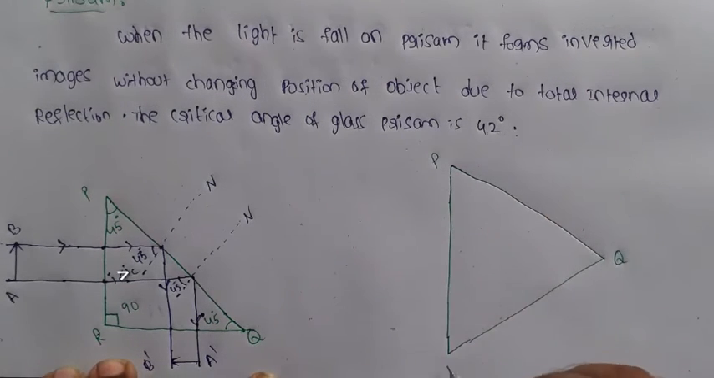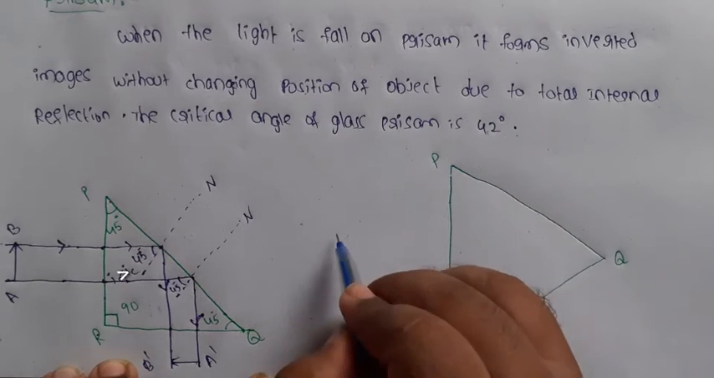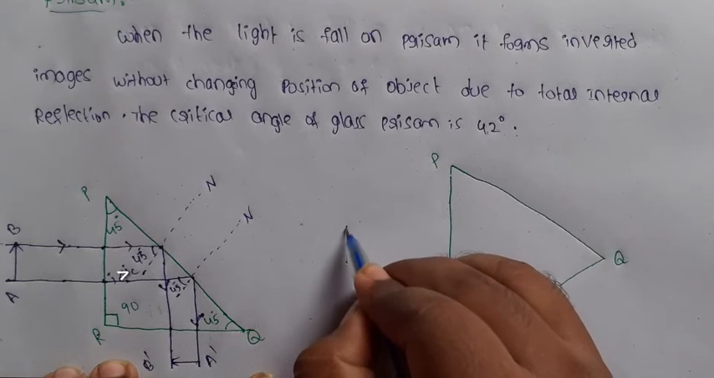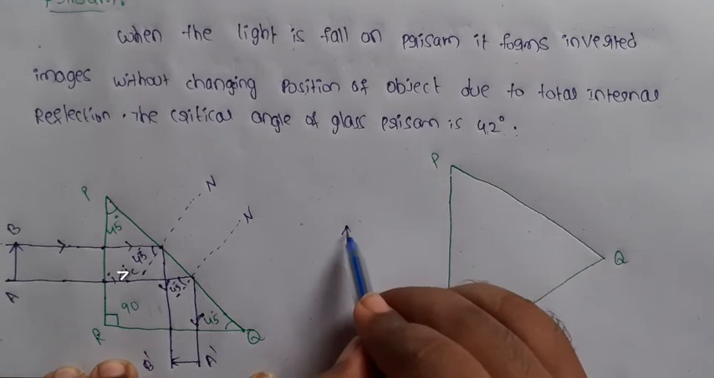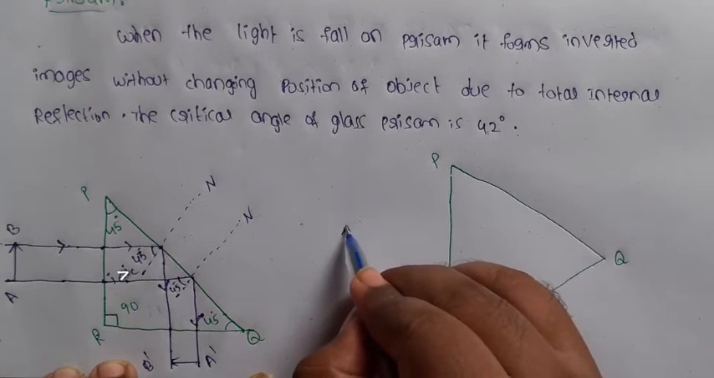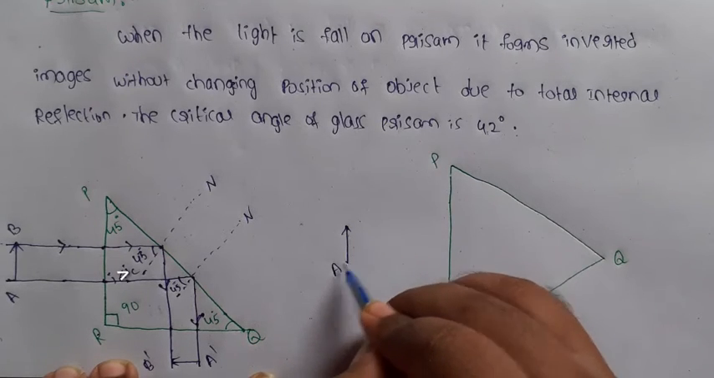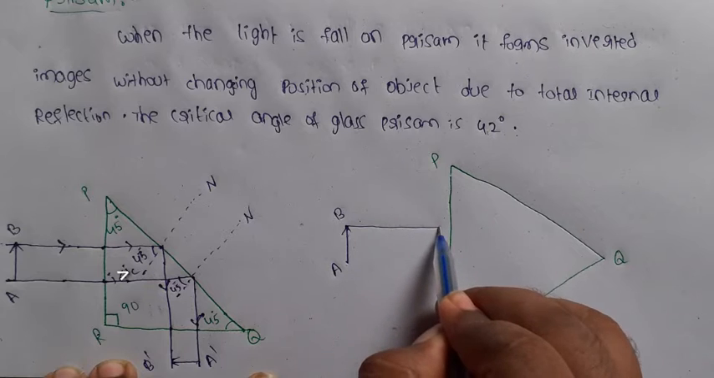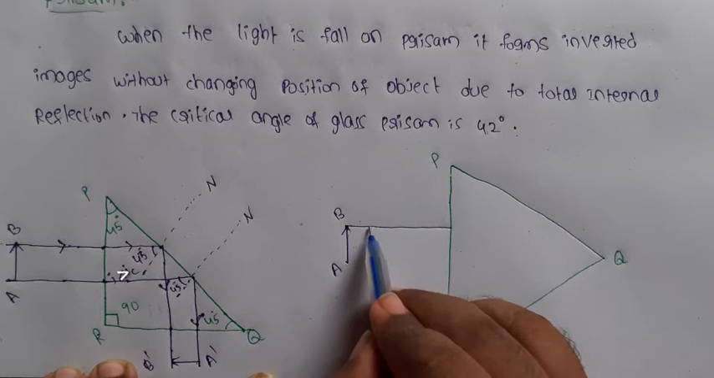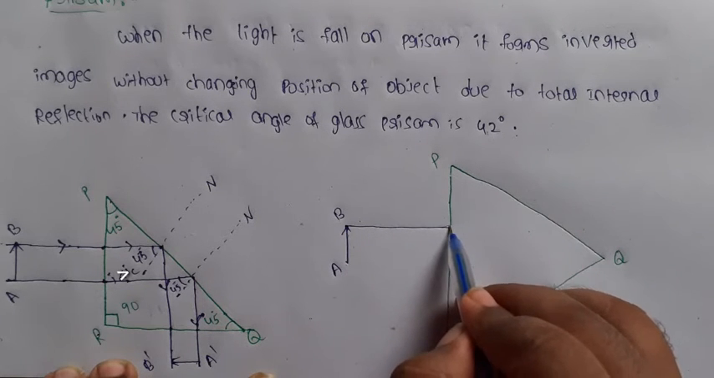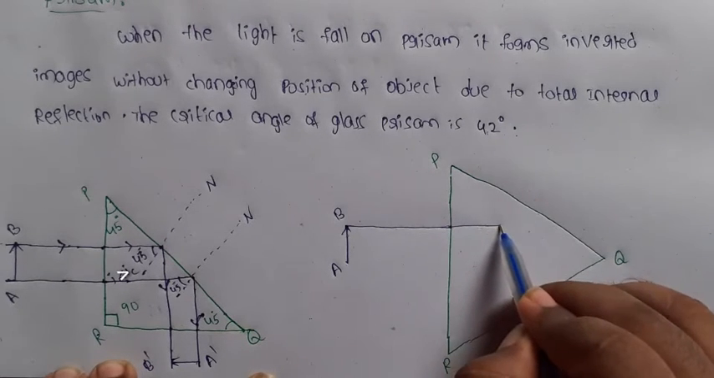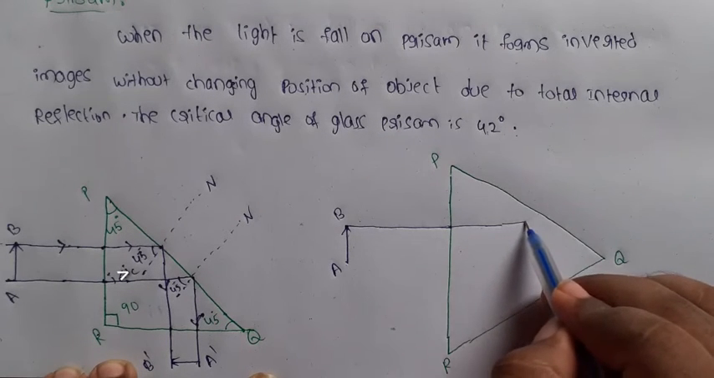P, Q, R. I am placing the object on side PR of the prism. This is the object AB. This is the ray of light. Here the incident ray is traveling along the normal, so it travels in a straight line and touches side PQ.